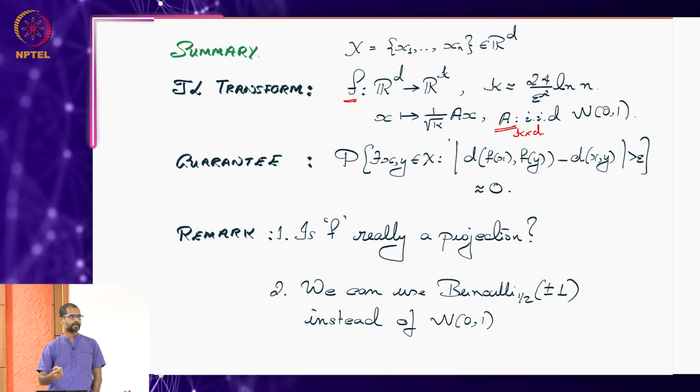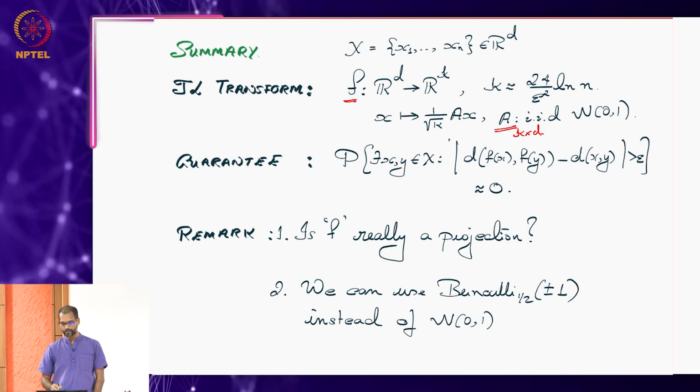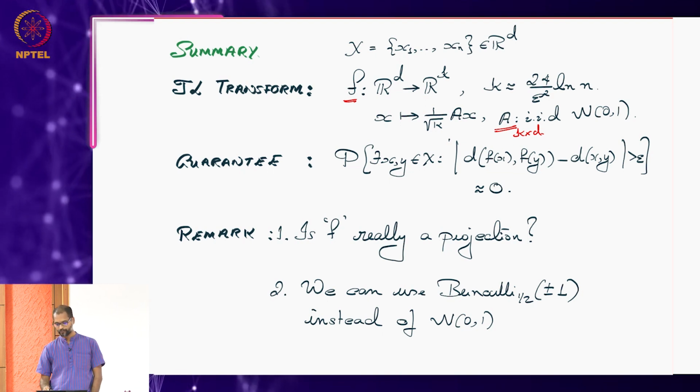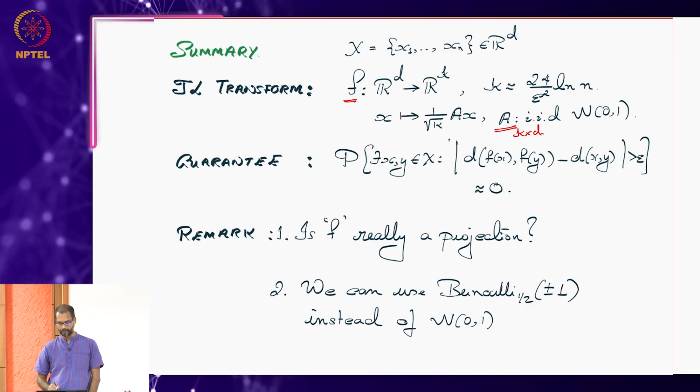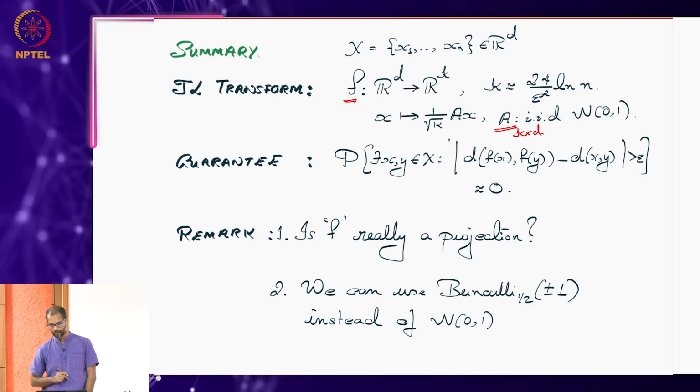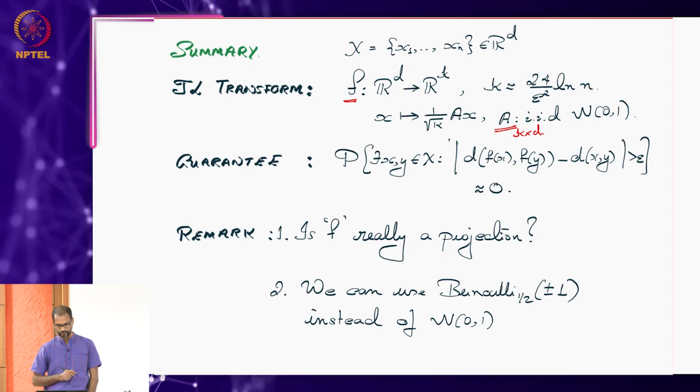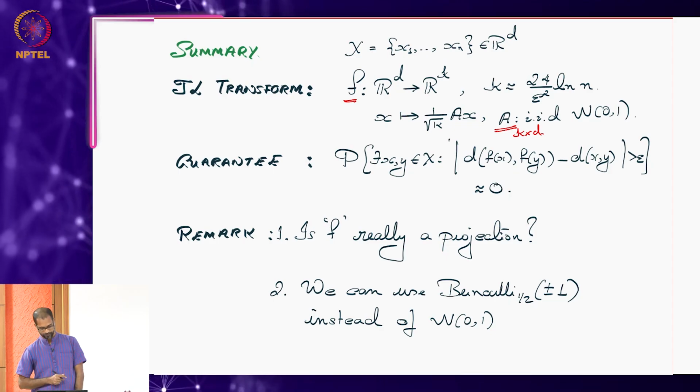And what is the guarantee that the JL lemma gives you? It tells you that every pairwise distance is well approximated, or the probability that even one pairwise distance is off is very close to 0.